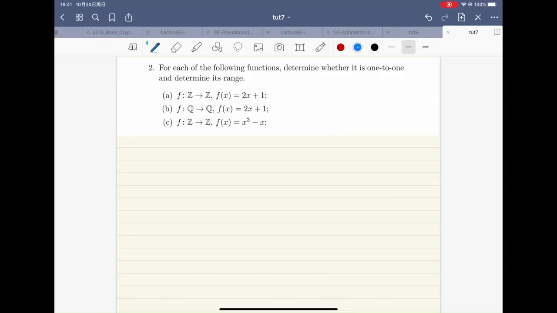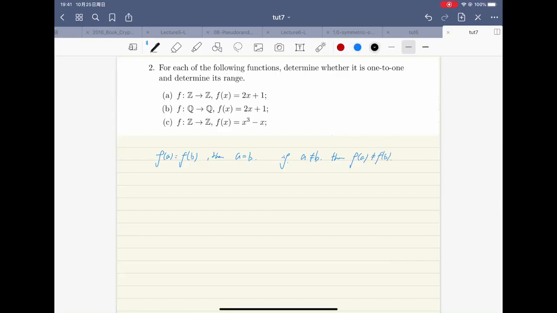Let's move on to question 2. For each of the following functions, determine whether it is one-to-one and determine its range. A function is one-to-one if no two different elements in the domain have the same element in the range, which means if f(a) equals f(b), then a equals b. Or we say if a is not equal to b, then f(a) is not equal to f(b), right?